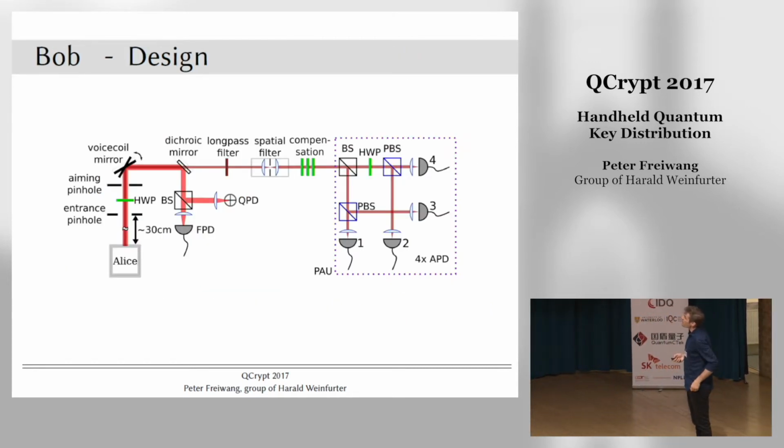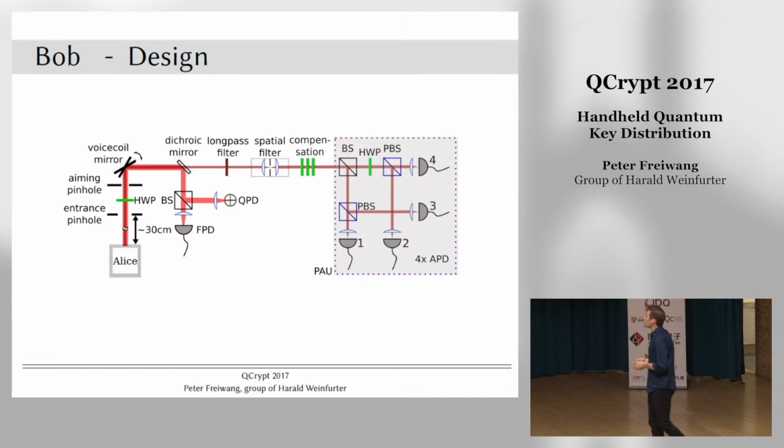How does our receiver work? Well, we have here our LS module. The beam goes this way and then this way. Here the beacon beam is coupled out, and the signal beam is analyzed by the polarization analysis unit. We have a passive 50-50 choice, and then 4 APDs for the 4 polarization states. We need good beam tracking.